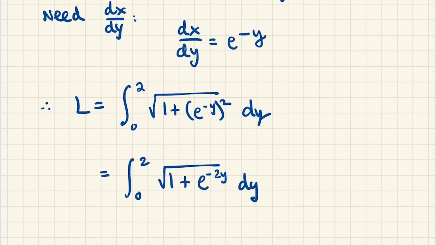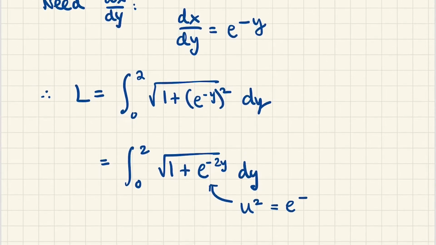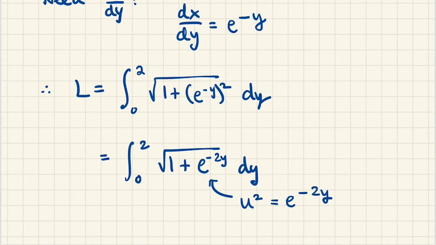Okay, so the next question is, how do we actually approach this integral? Well, wouldn't it be nice if this were 1 plus some quantity squared? Because then we would know that we could do a tangent substitution from that point. So, great, let's engineer things so that we have the radical 1 plus u squared. That means that we want u squared to be e to the negative 2y. In other words, we want u to be the square root of e to the negative 2y, which is e to the negative y. So that should be our substitution.